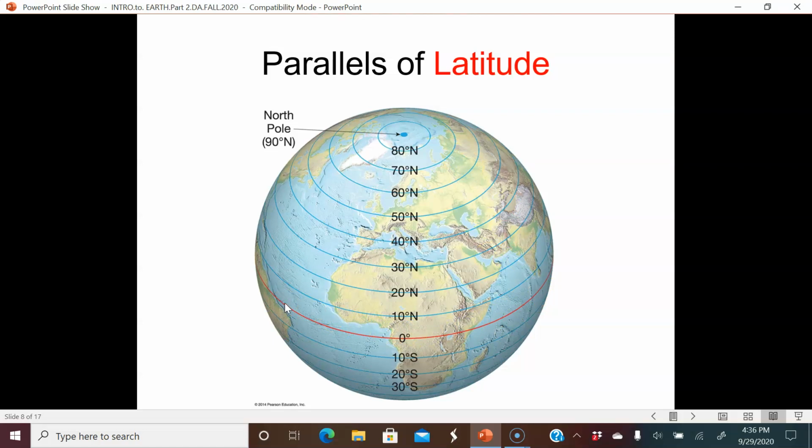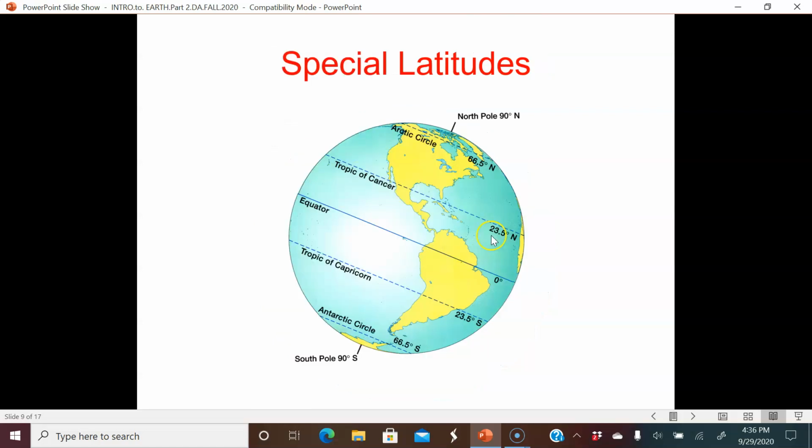Because there's only one of them, so we don't need to put a direction designation. There are some special latitudes: North Pole, which we've already briefly discussed, Arctic Circle, Tropic of Cancer, the equator, which we've already discussed, Tropic of Capricorn, Antarctic Circle, and then the South Pole, which we very briefly discussed.